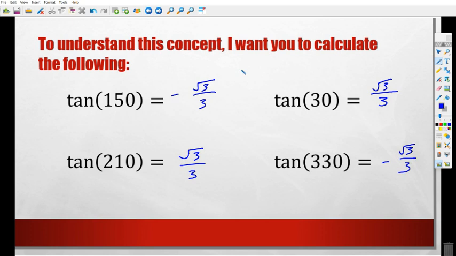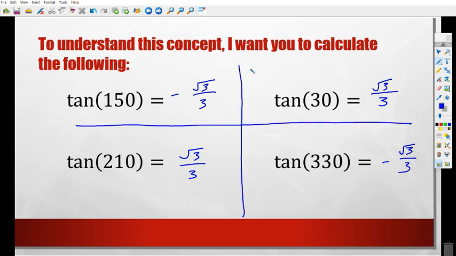Again, I'm going to draw an imaginary Cartesian plane over here. This is quadrant 1, because 30 degrees is in quadrant 1, and we know that tan is positive in quadrant 1 because all the ratios are positive, so positive square root 3 over 3. In quadrant 2, we know that tan is negative because only sine is positive here, so tan will be negative square root 3 over 3.